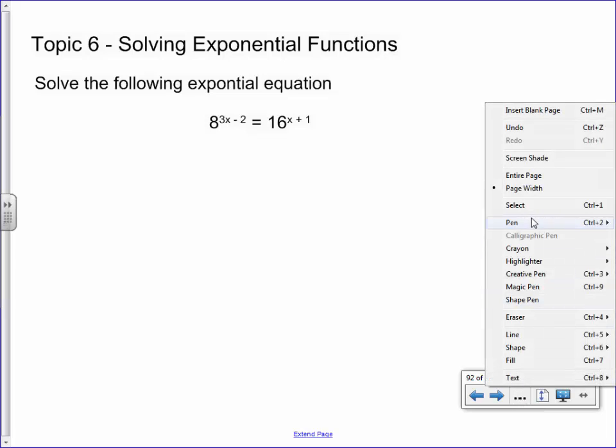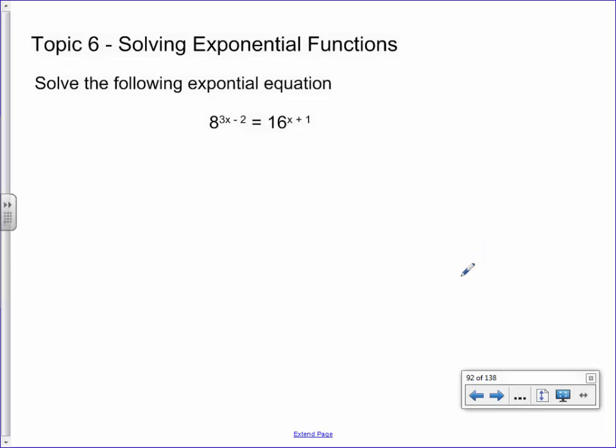Okay, so we're going to use a concept to try to solve this called like bases, or similar bases, or common bases, something along those lines. What's the base right here? 8. The base right here is 16. Are they the exact same? No, they're not. But I'm going to play a little trick. This is clever, in my opinion.